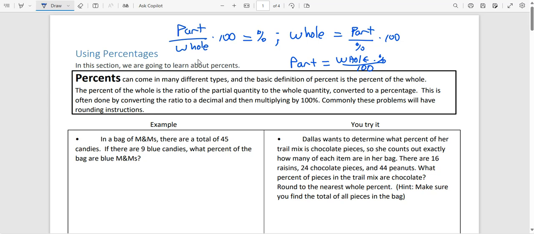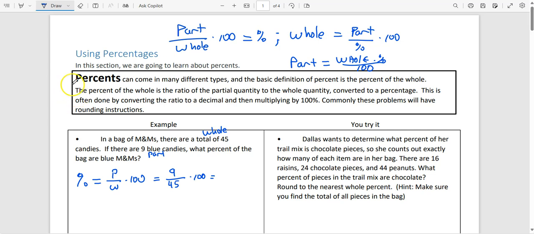So for example, in a bag of M&Ms, there are a total, that would be the whole, of 45 candies. If there are 9 blue candies, that's the part. What percent of the bag are blue M&Ms? So we would use the formula for solving for percent. Percent equals the part divided by the whole times 100.